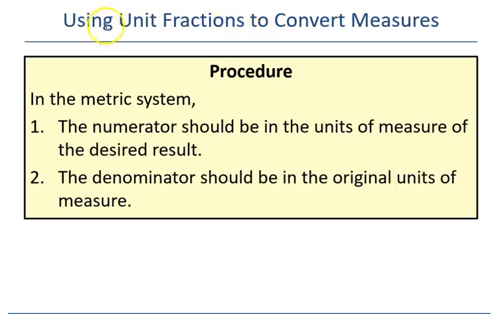Okay, and then using unit fractions to convert measures. Same as before. In the metric system, the numerator should be the units of measure of the desired result. The denominator should be the original units of measure. It's the guy we're trying to get rid of. Okay, so let's do some examples here.